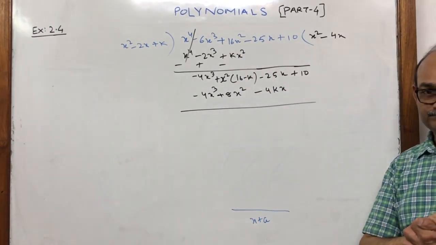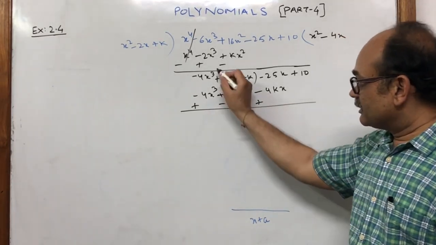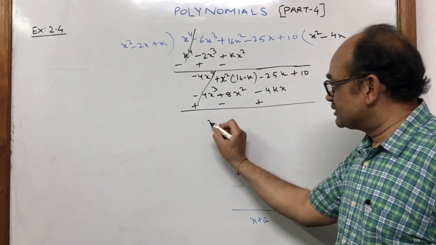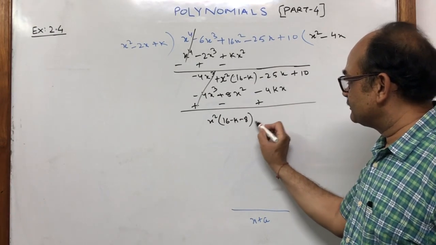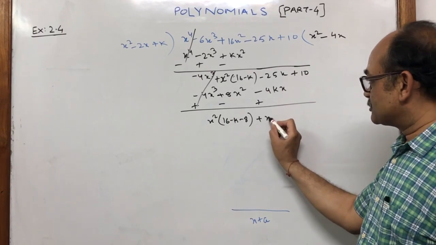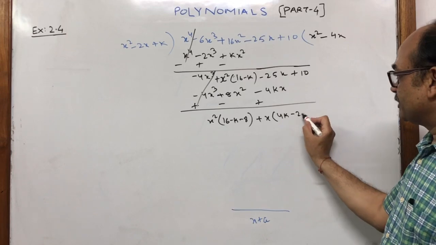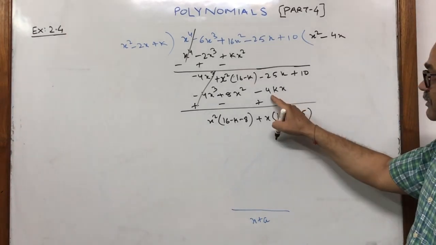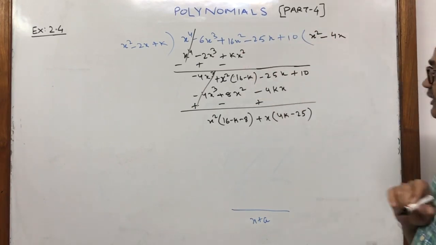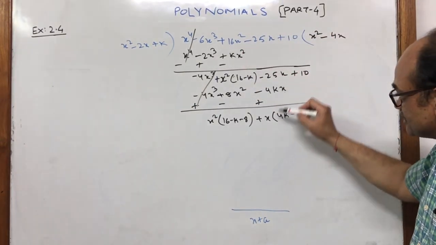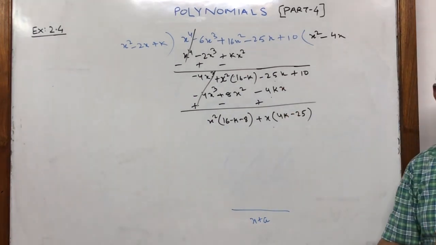Yes or no? Clear? Subtract. These two cancel out. Again x square common. Inside 16 minus k minus 8. Here x common plus 4k minus 25. And last 4x into k, 4kx. So here if x is common, what we are getting? Plus 4k minus 25.